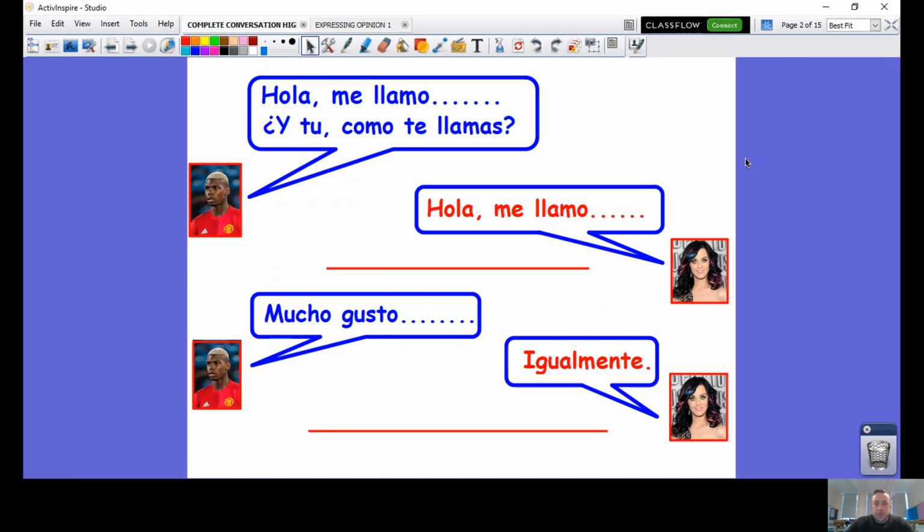Excellent. Few questions. Remind me again what mucho gusto means. That's correct. It means nice to meet you or much pleasure. What about this word here, igualmente? Excellent. It means equally. You can see the connection of Latin, English, and Spanish. Igual, equal. Excellent. Let's do that one more time.